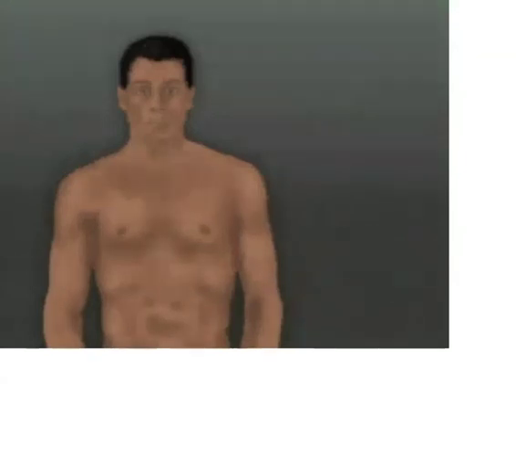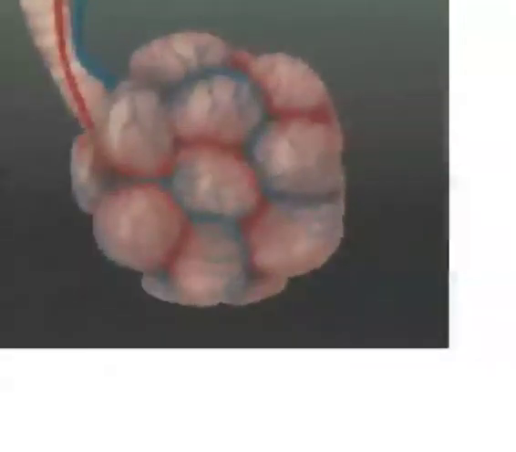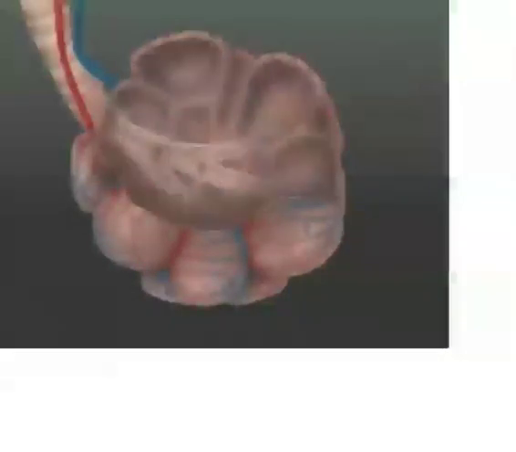The branching air passageways of the mammalian lung end in clusters of tiny sacs called alveoli. The alveoli are the sites of gas exchange. Each alveolus is surrounded by capillaries. Oxygen and carbon dioxide can diffuse rapidly across the thin walls of an alveolus and its adjacent capillary.